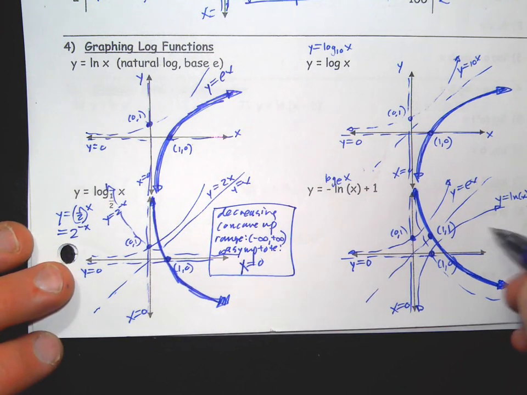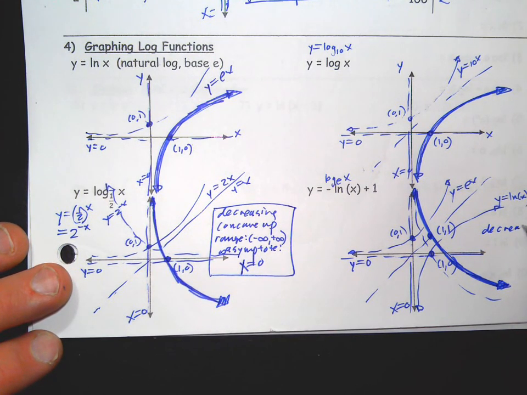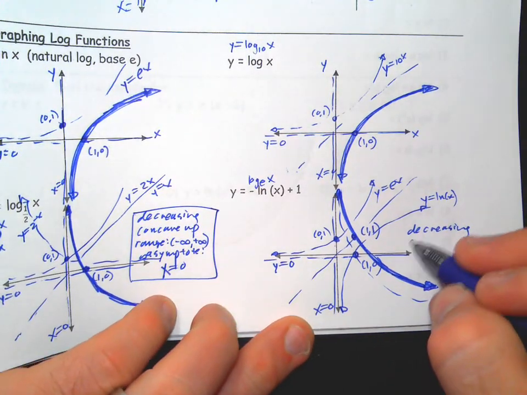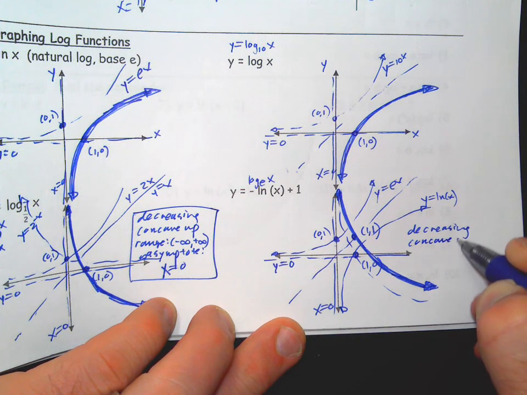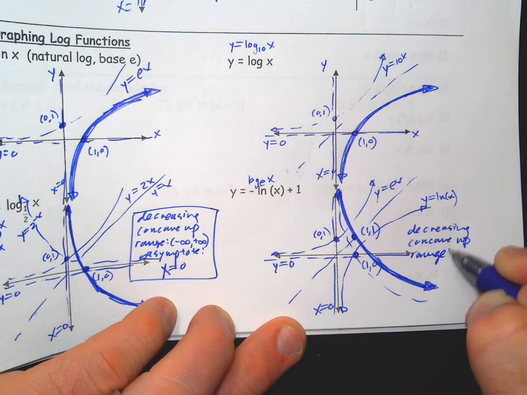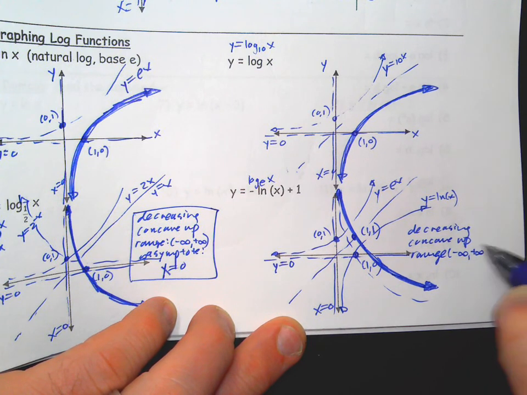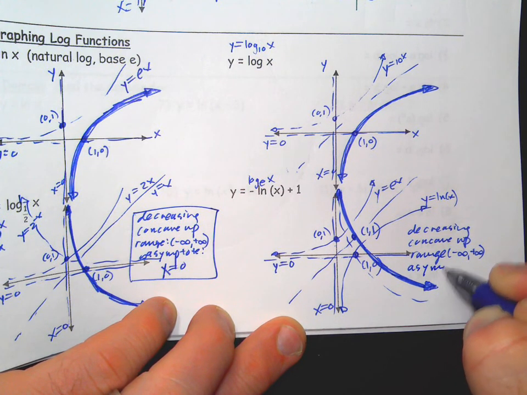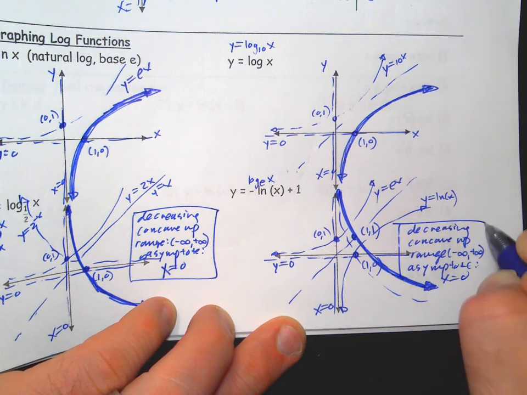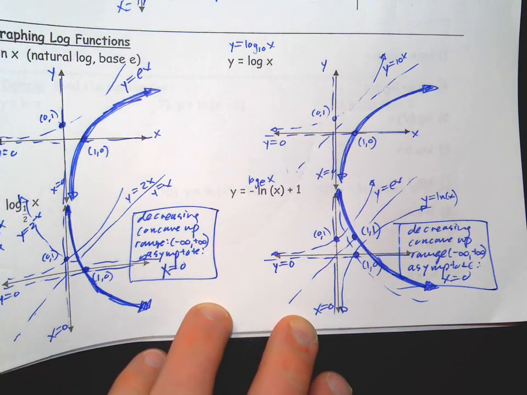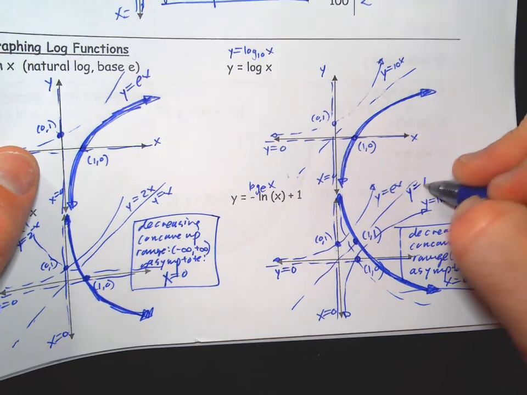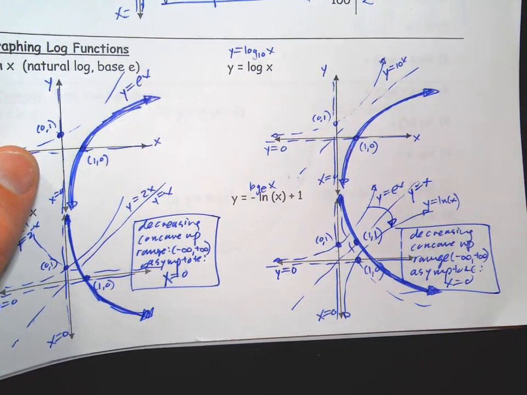And now we're going to say it's decreasing, concave up, range is negative infinity, positive infinity, asymptote is x equals 0. So putting that on our answers tonight. So that's the idea. That's how we do it.